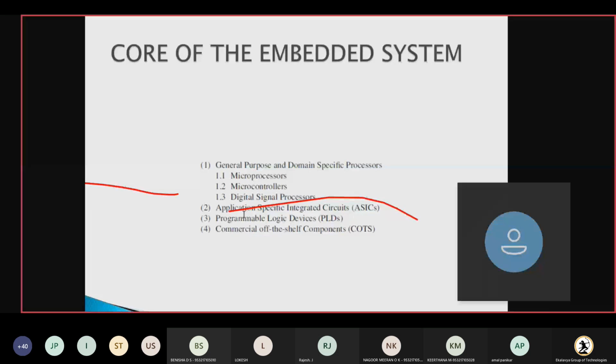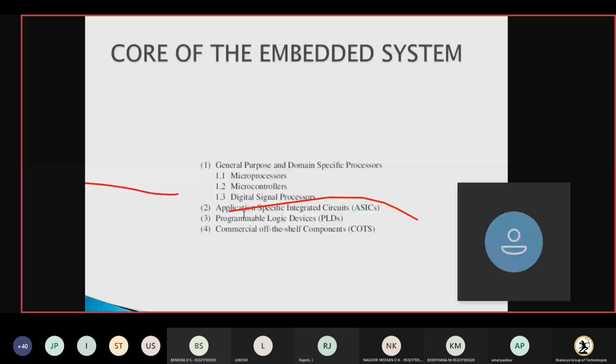Before going to this, first we need to know what is meant by microprocessor, what is meant by microcontroller, and what is meant by digital signal processing. The processor we know very clearly, but I will go through that. To understand this clearly, first we need to know one thing, which is called a microprocessor.